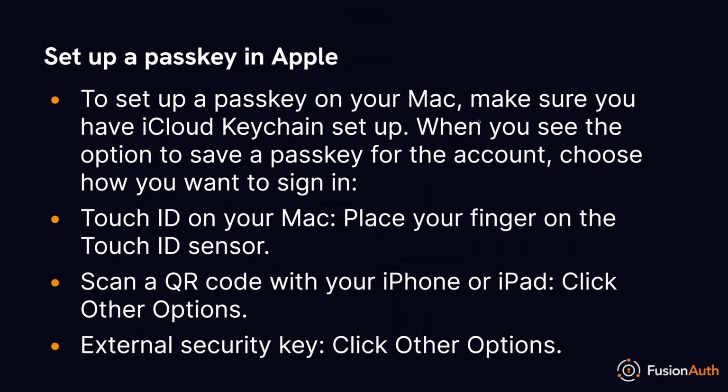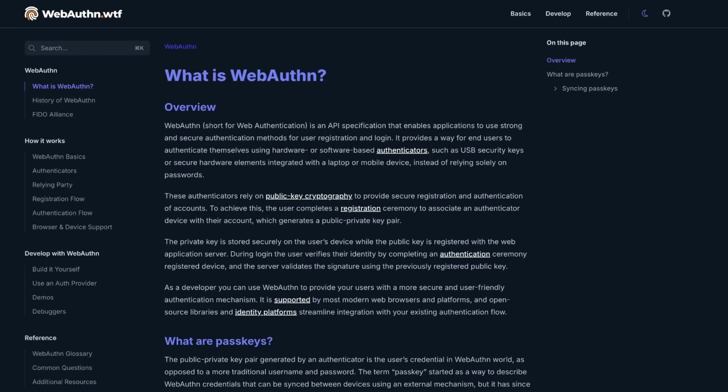To set up a passkey in Apple, for example, on your Mac, make sure you have iCloud Keychain set up. When you see the option to save passkey for the account, choose how you want to sign in: Touch ID on your Mac, place your finger on the Touch ID sensor, scan a QR code with your iPhone or iPad, or use an external security key. As a developer, if you're looking to implement WebAuthn into your next application, I'd recommend going to webauthn.wtf. It's a community-maintained website about the standards and its implementation steps.